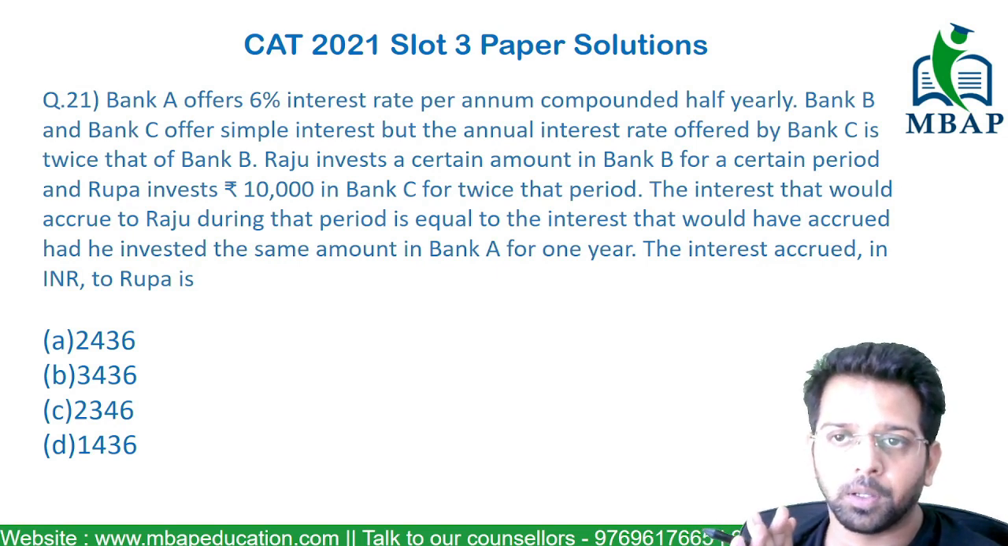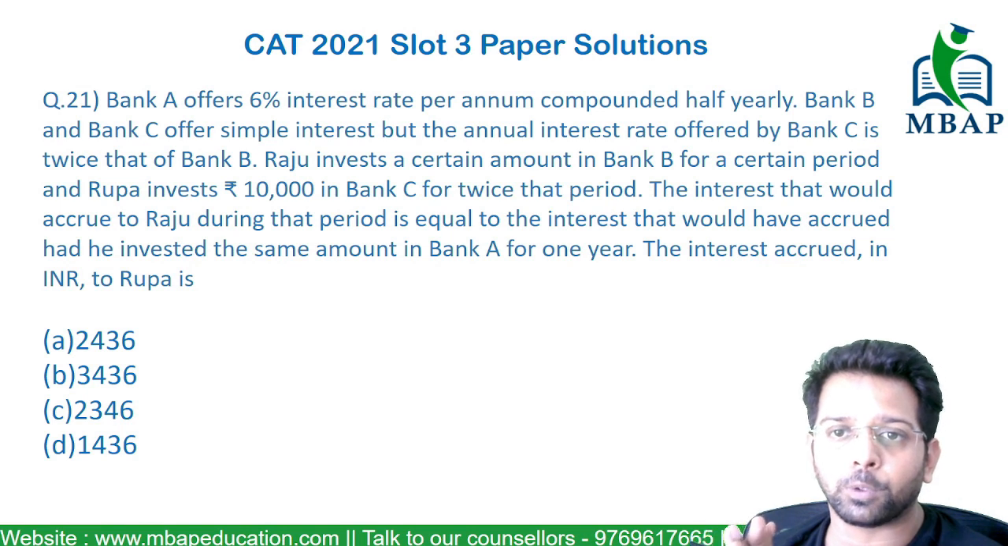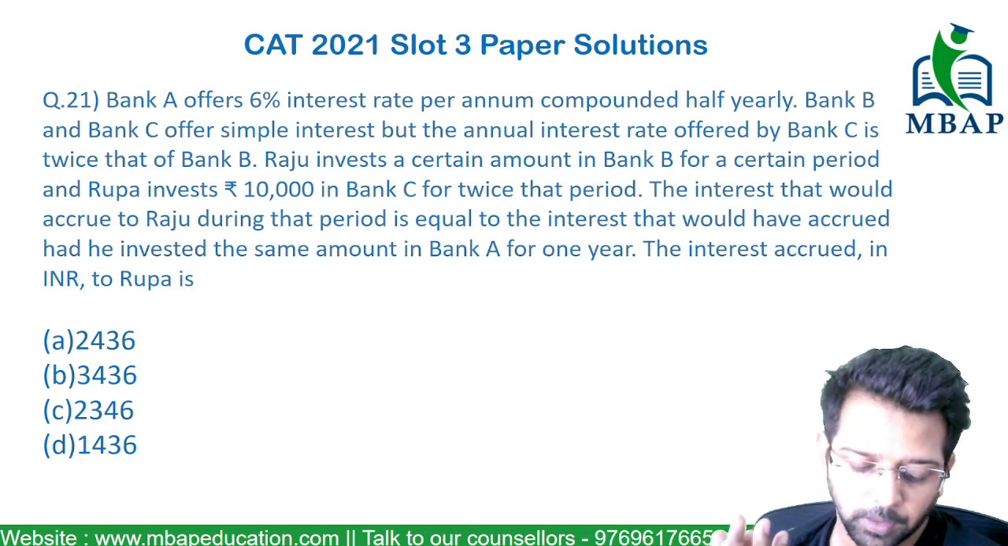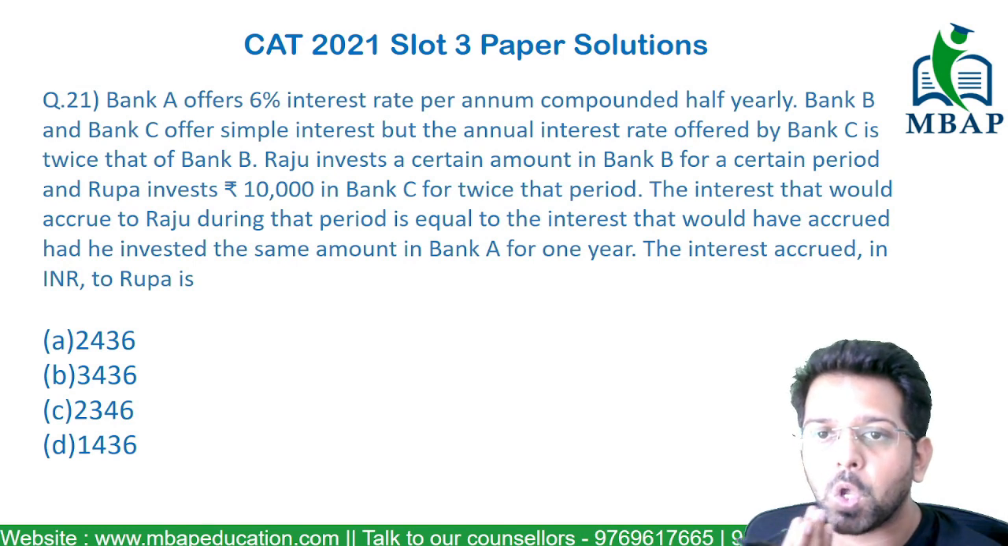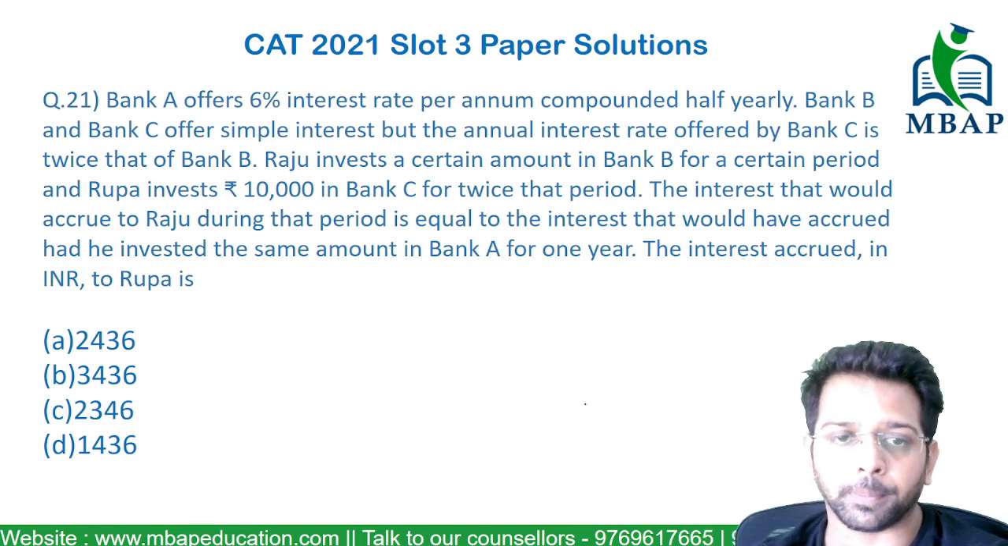that period. The interest that would accrue to Raju during that period is equal to the interest that would have been accrued had he invested the same amount in Bank A for 1 year. Now the question says the interest accrued for Rupa is equivalent to what? 3 different cases, so take it one by one.